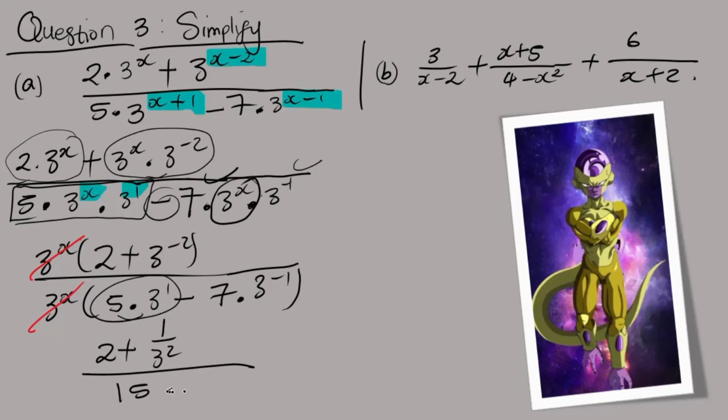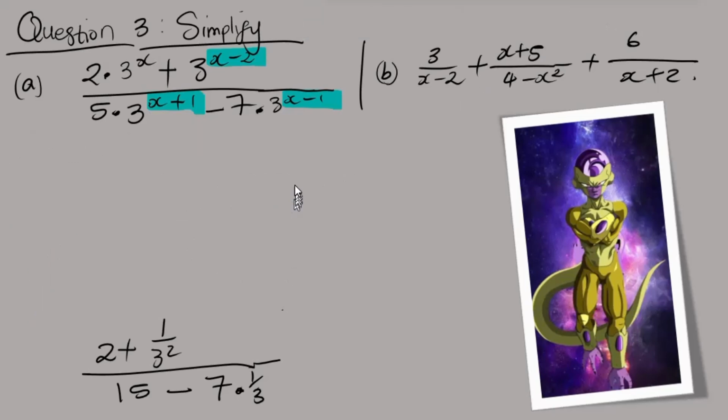That is 15 minus 7 multiplied by 1 over 3. 7 multiplied by 1 over 3. That is what I have. Let me clear some space there so that I can work. There we go. I've cleared my space, and then this is the last step that was there before I erased here.